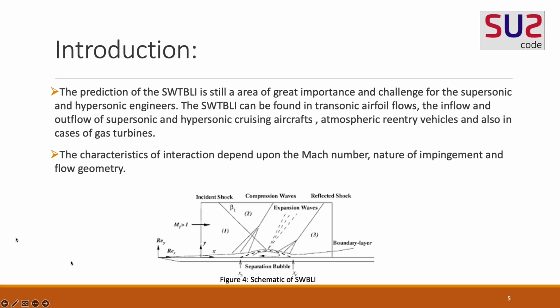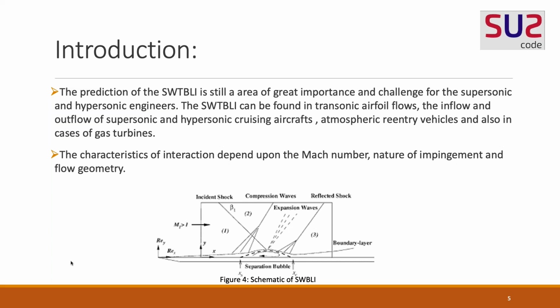For the basic introduction of the topic, shockwave turbulent boundary layer interaction is a prominent phenomenon which can be seen from transonic aircraft to hypersonic vehicles. Here, the shock generated from the shock generator hits the flat plate on which the boundary layer is developed. Due to the adverse pressure gradient of the shock wave, the momentum of the boundary layer decreases, due to which the boundary layer lifts off from the flat plate, and later, after some distance, it reattaches to the flat plate, causing a separation bubble.